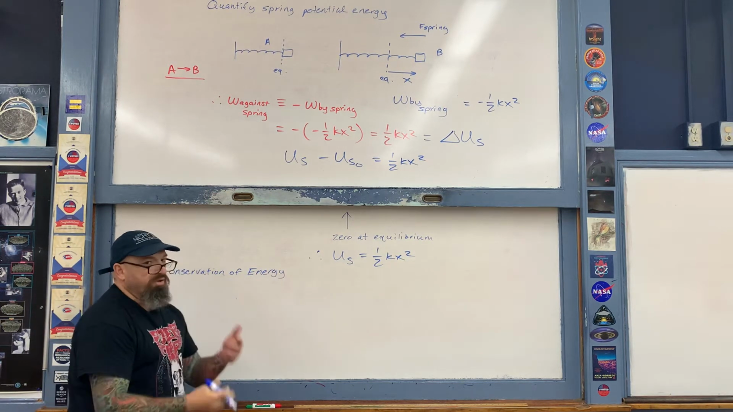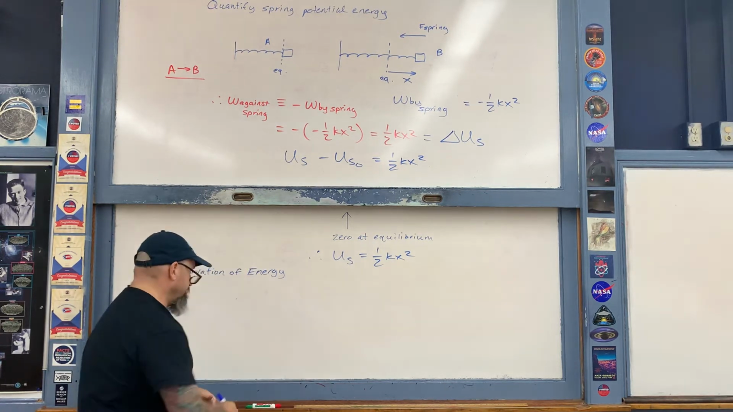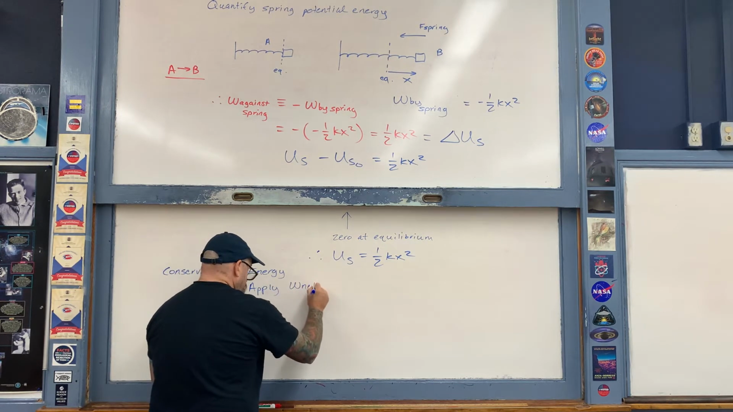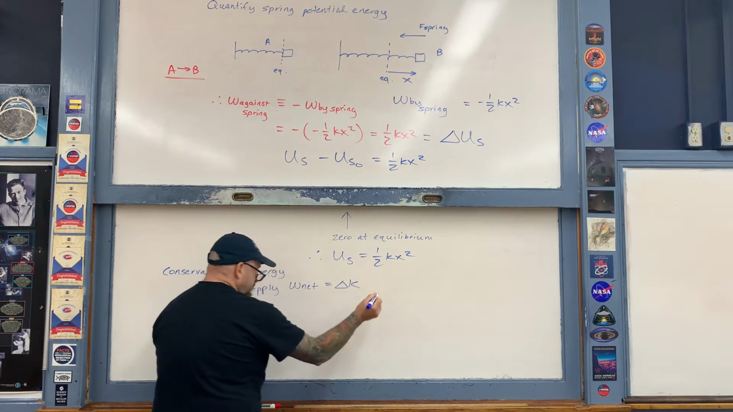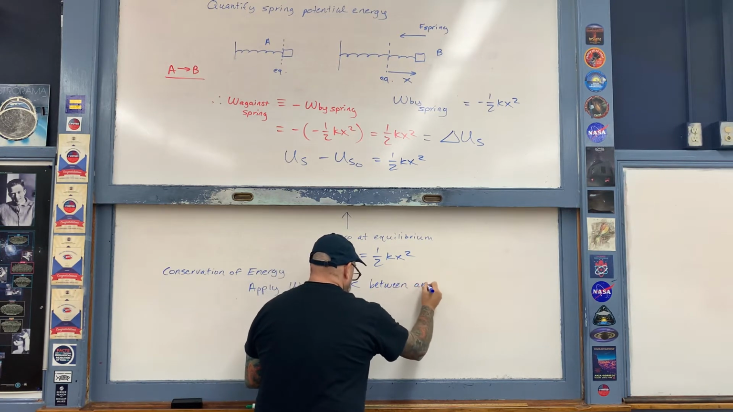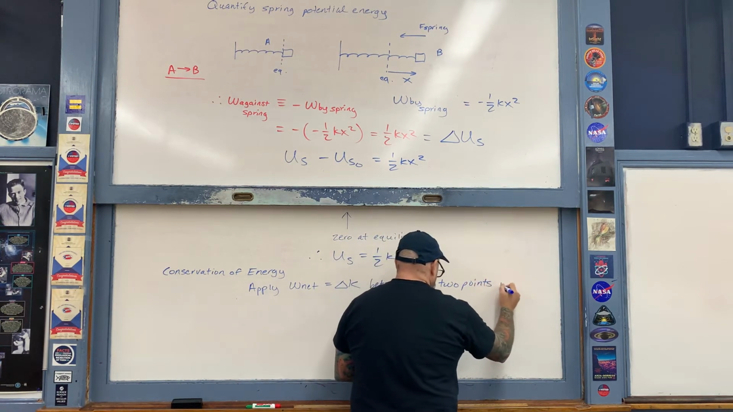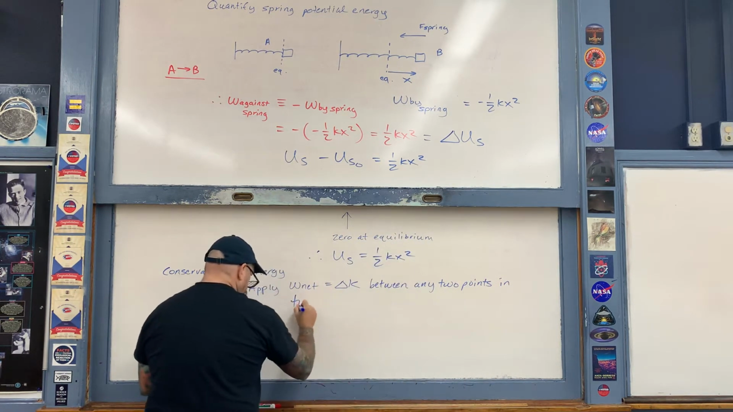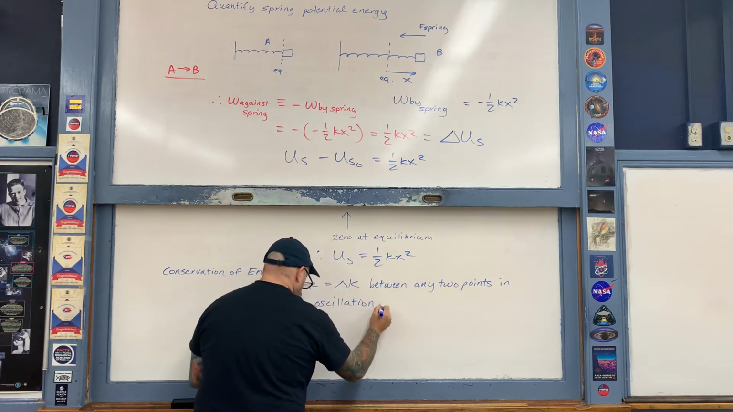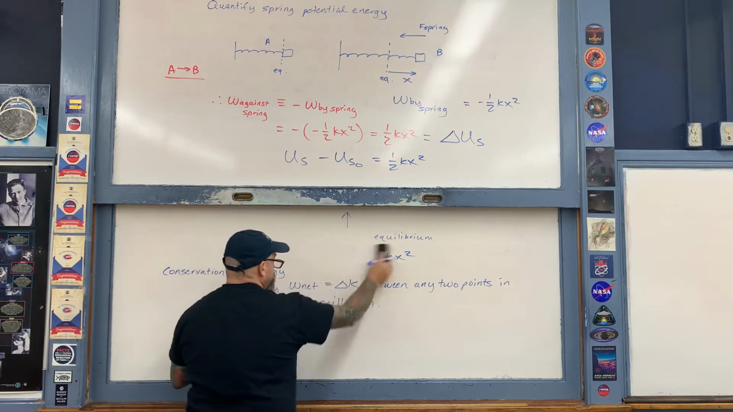So what we do is we apply the work energy theorem between any 2 points in the oscillation. Apply net work equals change in kinetic energy between any 2 points in the oscillation. Okay, I'm running out of room here on the lower board, so let me go ahead and do some erasing.